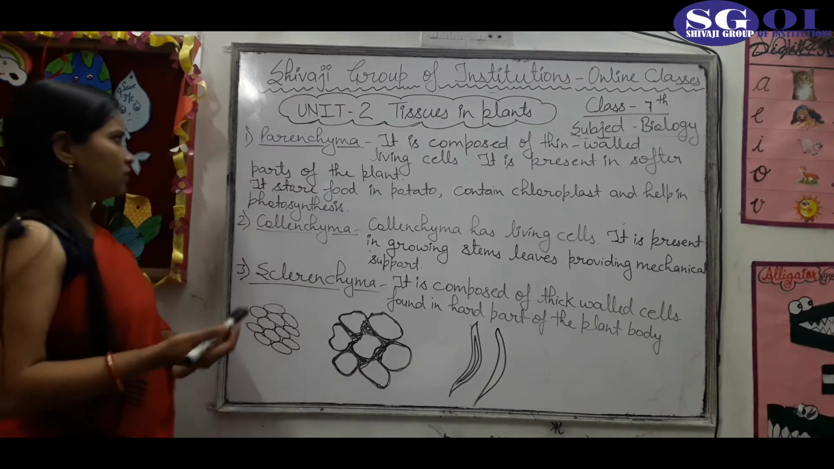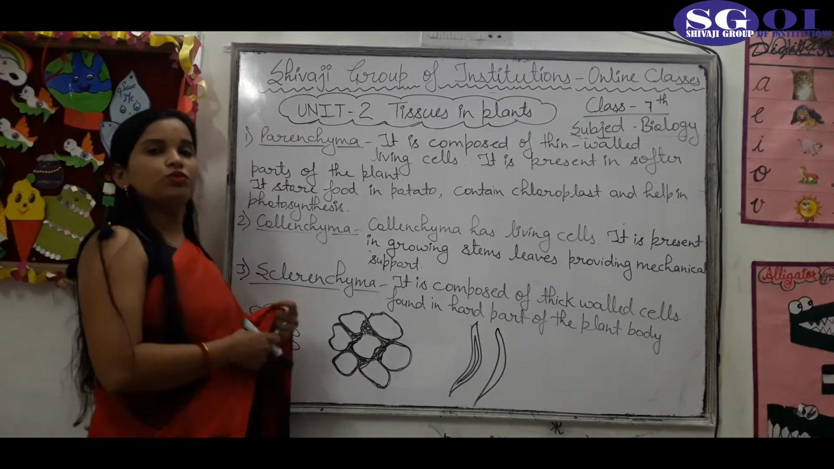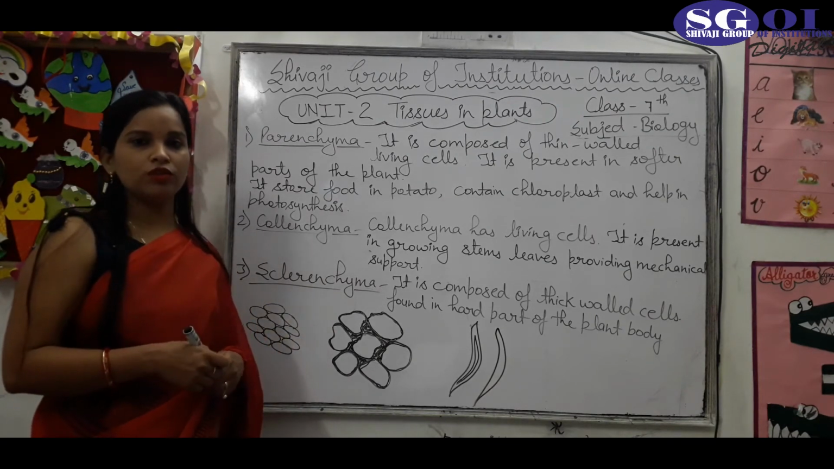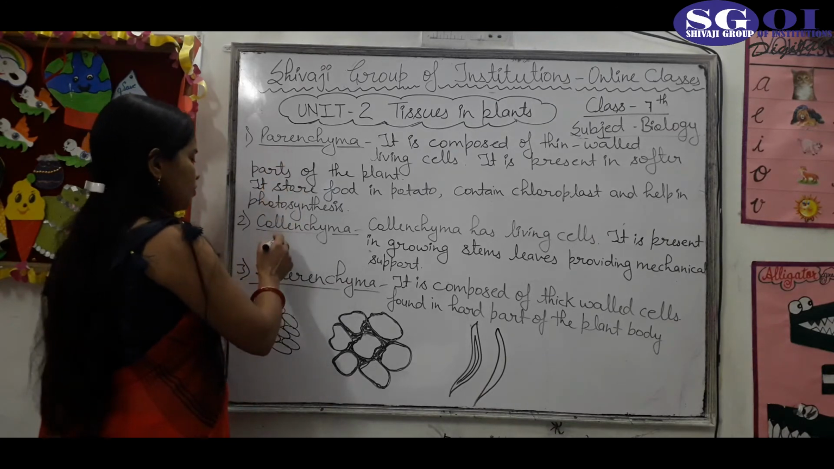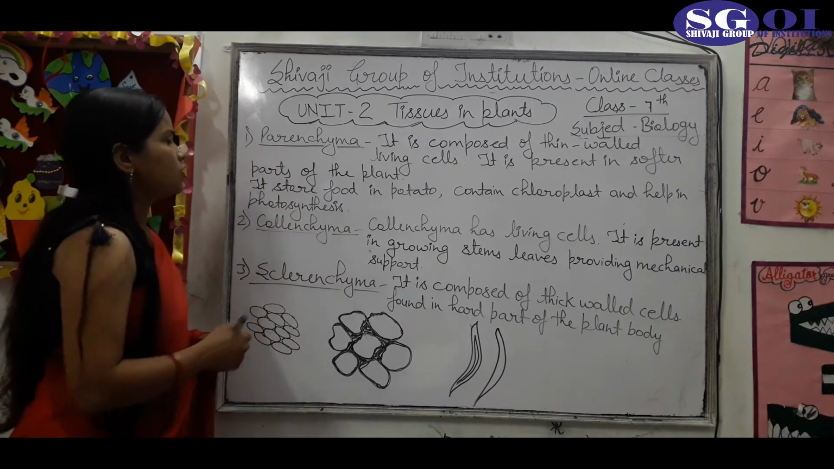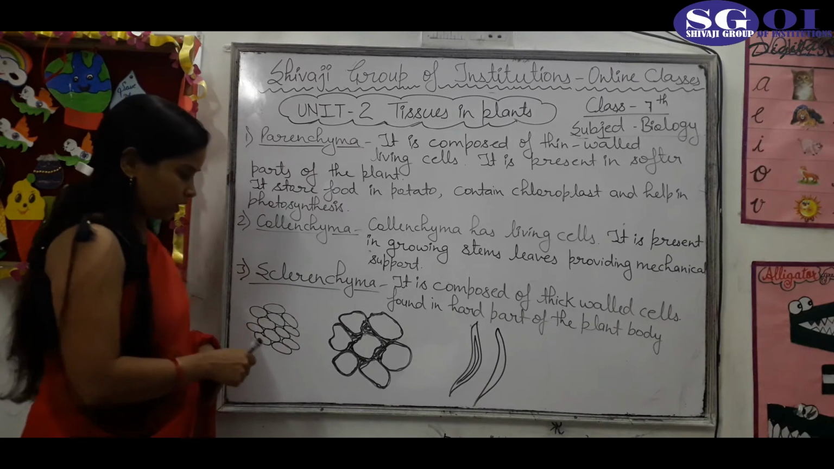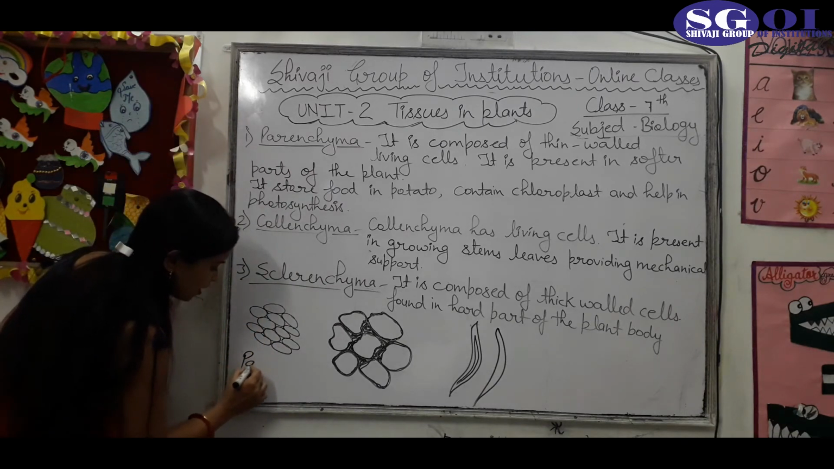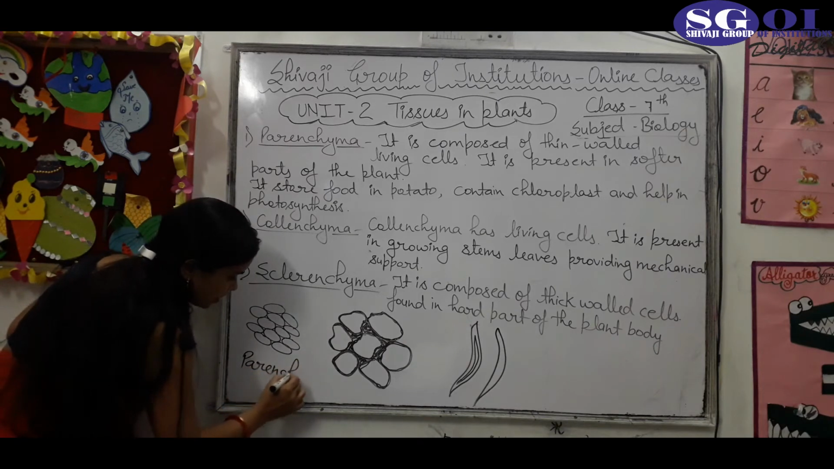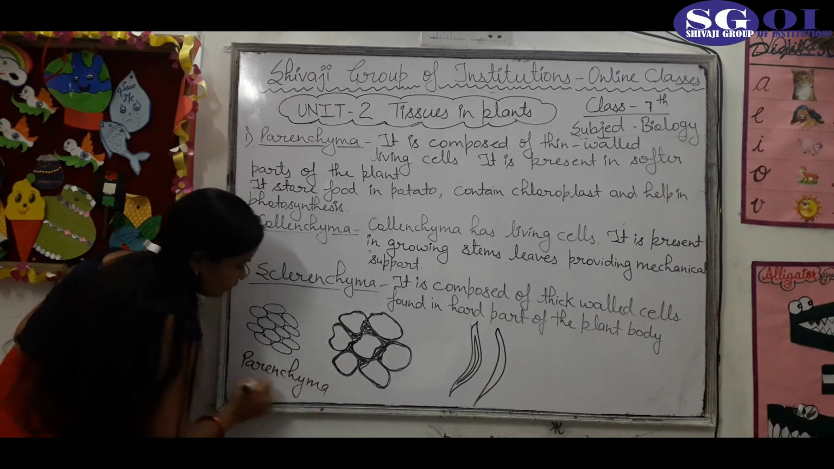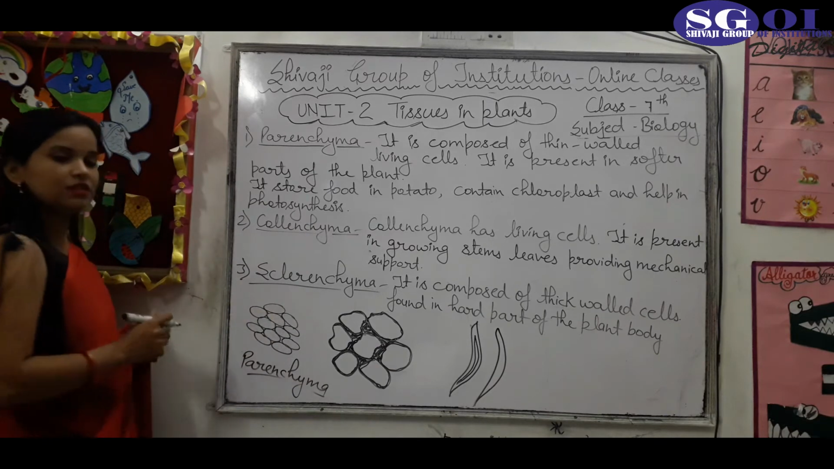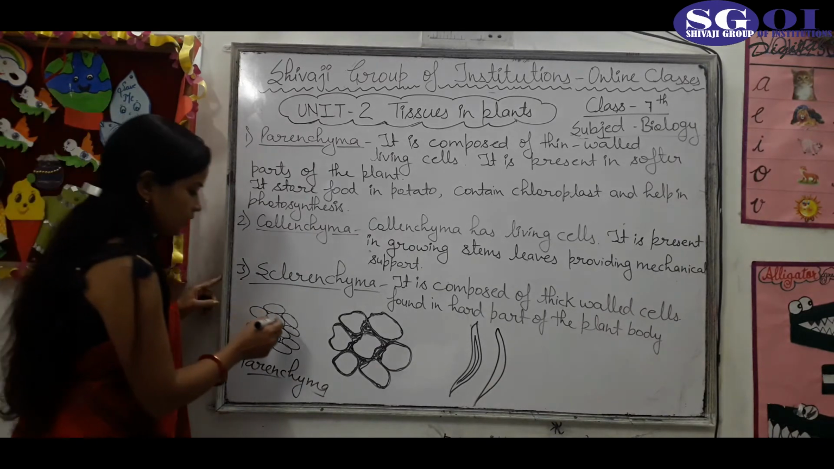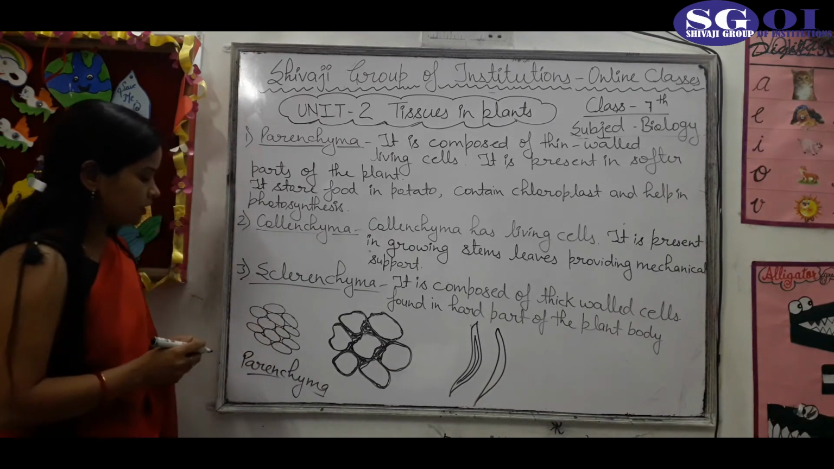So simple permanent tissue is also of three types. First is parenchyma, collenchyma and sclerenchyma. Actually the parenchyma is composed of thin walled living cells. You can see here the structure of parenchyma. Parenchyma is composed of thin walled living cells, and between the cells there is intercellular space present.